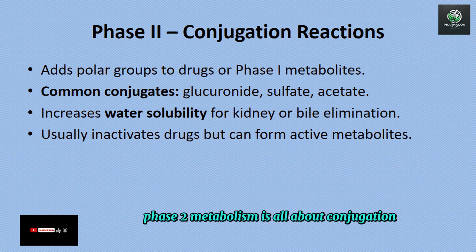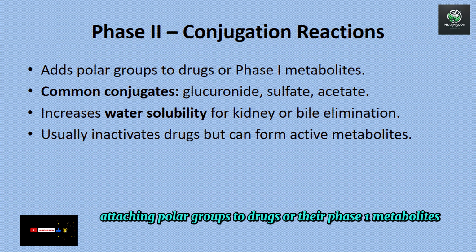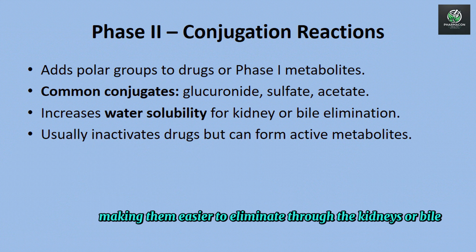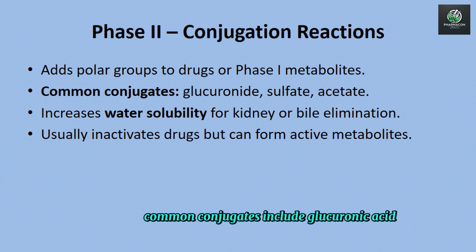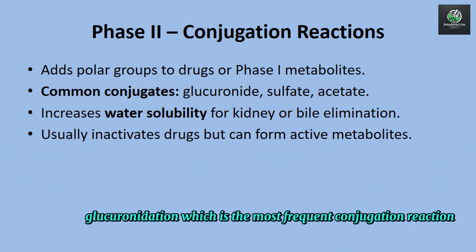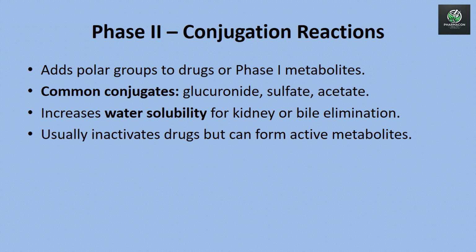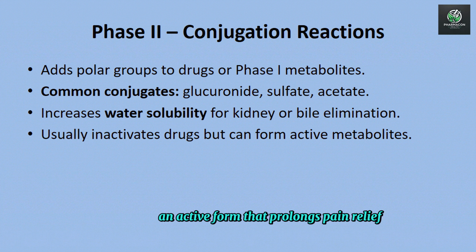Phase 2 metabolism is all about conjugation, attaching polar groups to drugs or their Phase 1 metabolites. This process significantly increases their water solubility, making them easier to eliminate through the kidneys or bile. Common conjugates include glucuronic acid, glucuronidation, which is the most frequent conjugation reaction. For example, morphine is metabolized into morphine 6-glucuronide, an active form that prolongs pain relief.